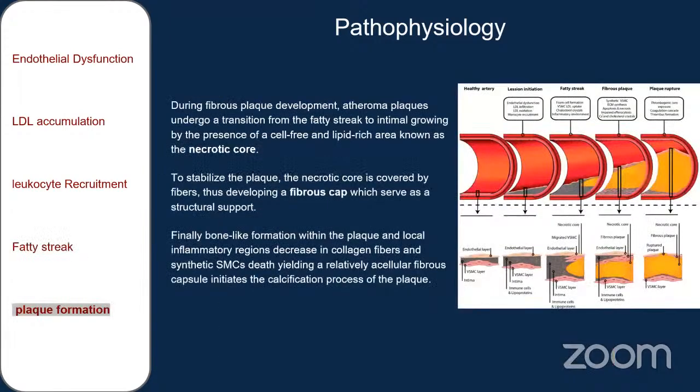In the last step of plaque formation, fibrous plaque development, the atheroma plaque undergoes a transition from the fatty streak in the intima, growing through a so-called cell-free and lipid-rich area known as the necrotic core. To stabilize the plaque, the necrotic core is covered by a fibrous cap, which serves as structural support. Finally, a bone-like formation within the plaque and local inflammatory regions, with decreased collagen fibers and synthetic smooth muscle cell death, yielding a relatively acellular fibrous capsule, initiates the calcification process of the plaque.